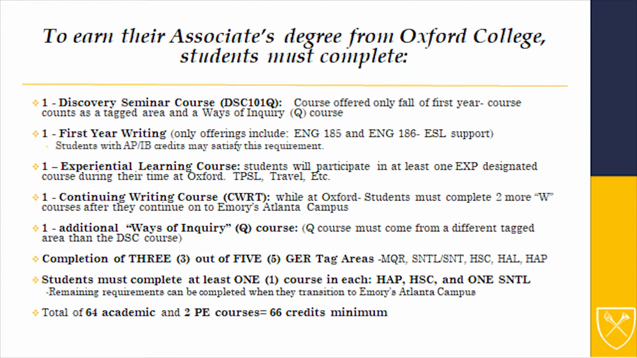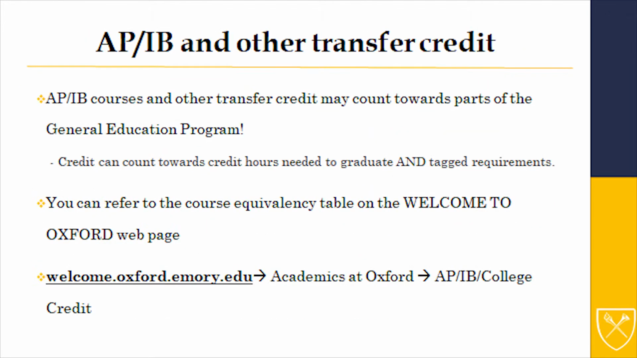Students will take 2 more after they continue on to the Atlanta campus, one Ways of Inquiry course in addition to the Discovery seminar. The INQ course must come from a different tagged area than their Discovery seminar. Students have to take one HAP, one HSC, and one Science with lab. Additionally, students must satisfy completely 3 out of the 5 tagged areas.